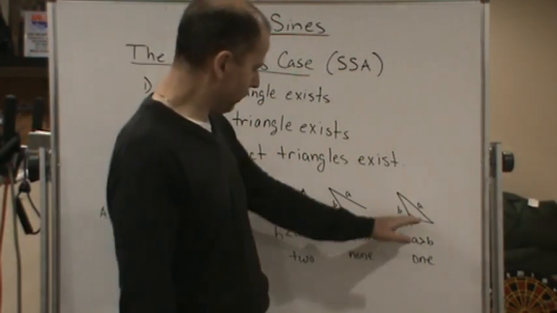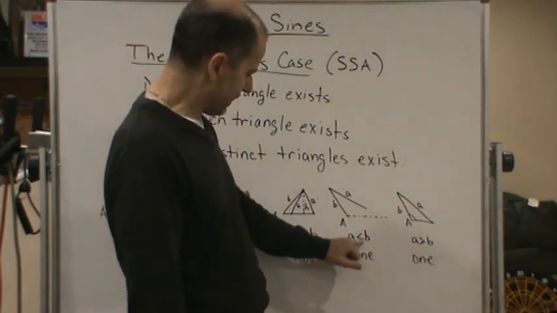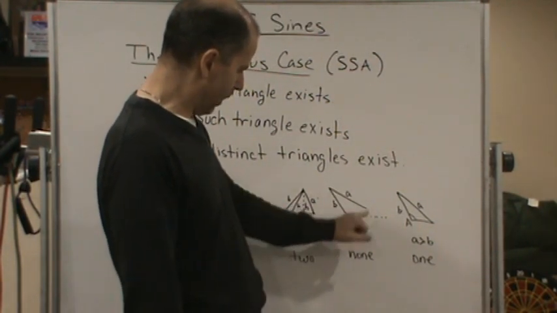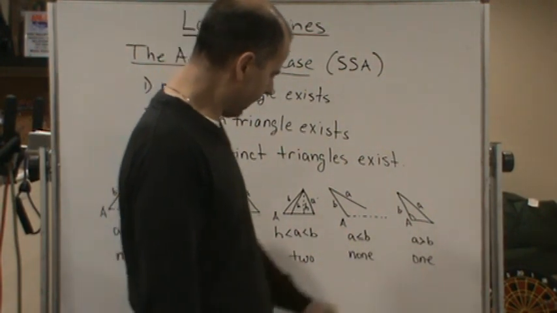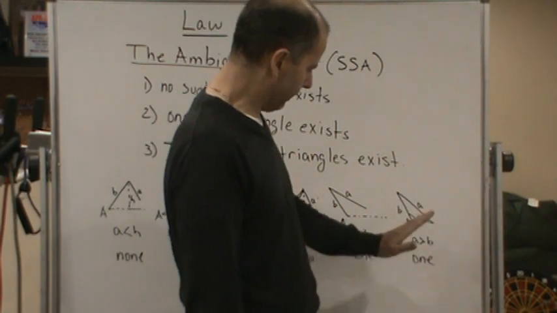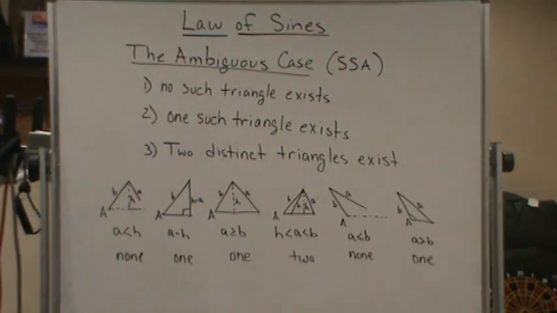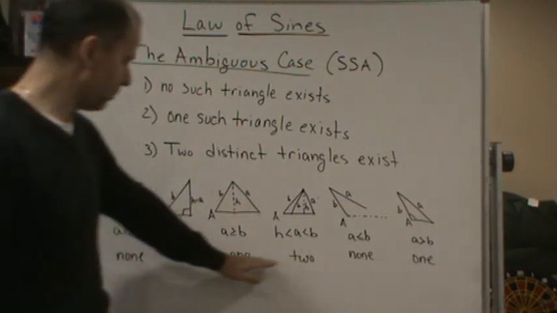Now, the last two: what if A is obtuse? In this case, if A is less than or equal to B, we will have no triangle. And in this case, if A is bigger than B, then we'll have one triangle. Those are the six possibilities that we could have based on these relationships.